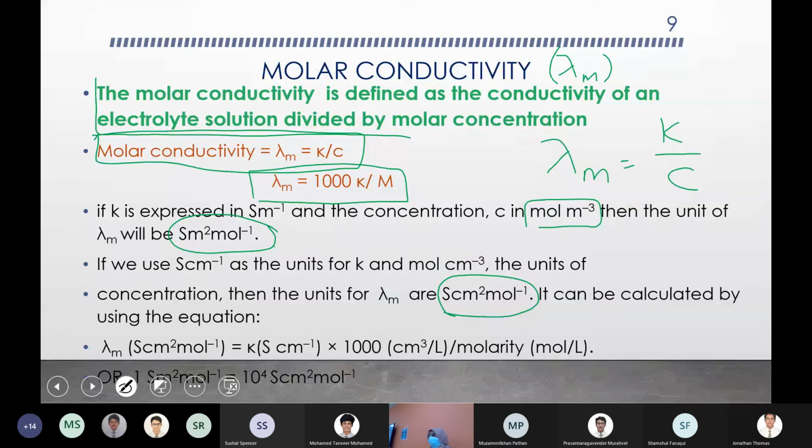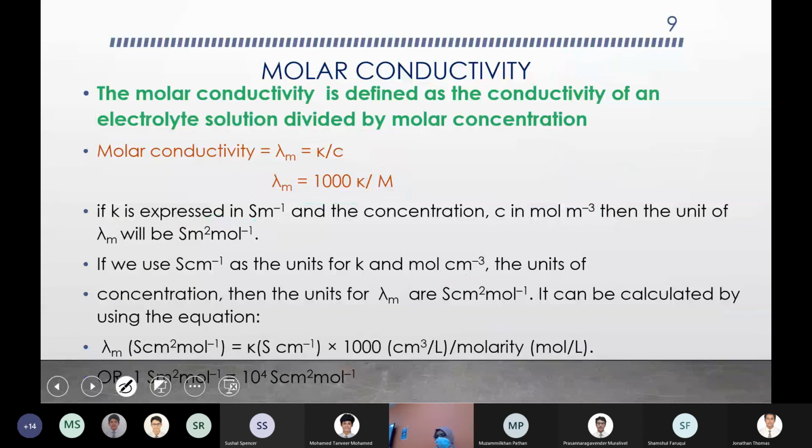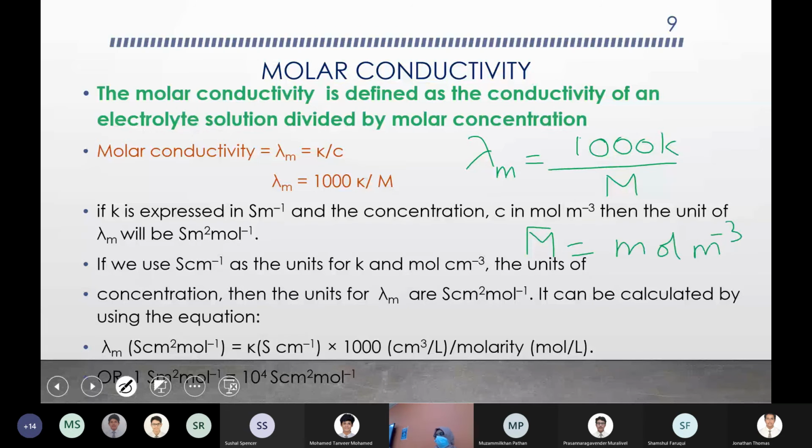Because molarity is usually in liters, that is moles per decimeter cube. But when we take moles per meter cube, that is why 1,000 is introduced. Divided by 1,000, that will come as numerator. So lambda m is equal to 1,000 kappa by M, if you're taking molarity in moles per meter cube, not liter. If it is liter, it is moles per decimeter cube. This is moles per meter cube. That is why an additional 1,000 is introduced in the equation.